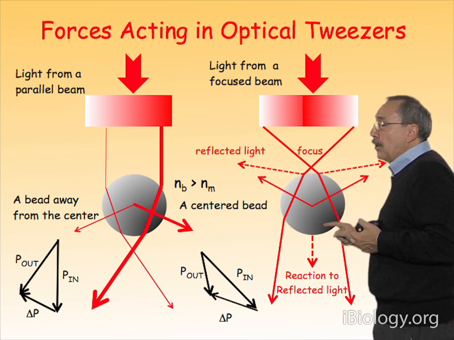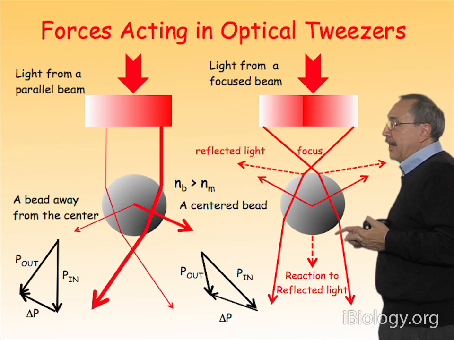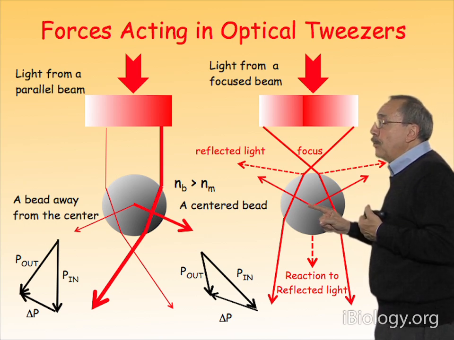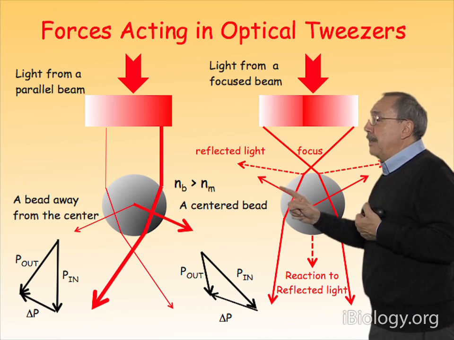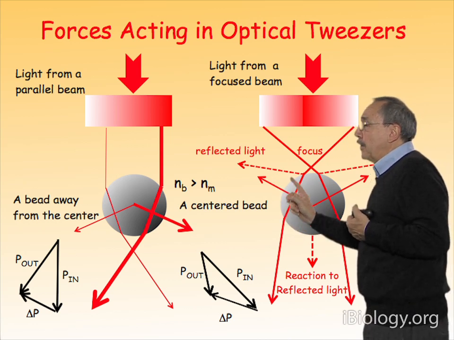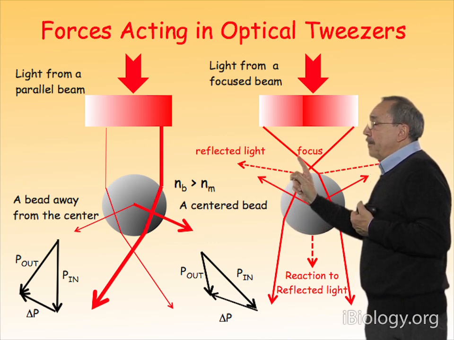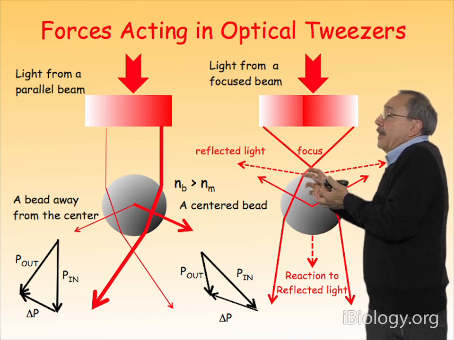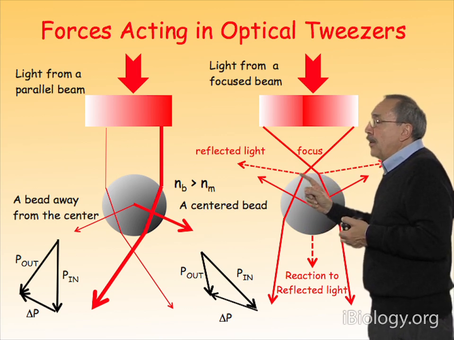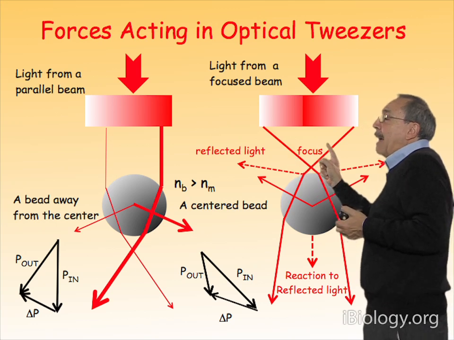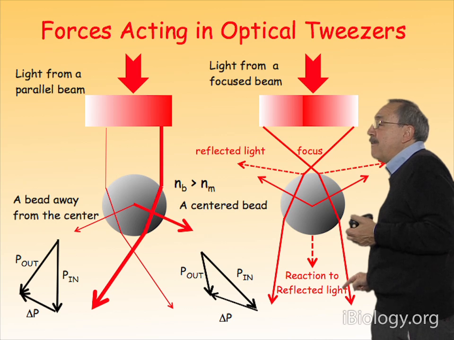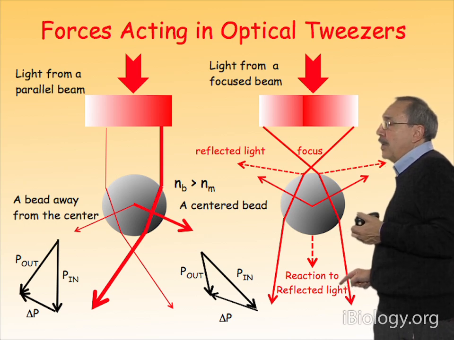Okay? So the result of that is that the bead is going to experience a momentum in this direction towards the focus of the beam. Okay? So the bead is going to be, if you wish, sucked up towards the focus of the beam, because having opened the numerical aperture of the lens the way we have opened it in this case, we have inverted the direction of the force acting on the bead.